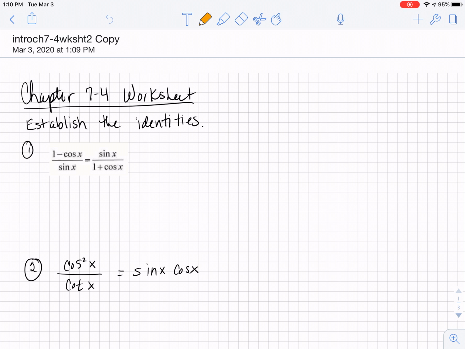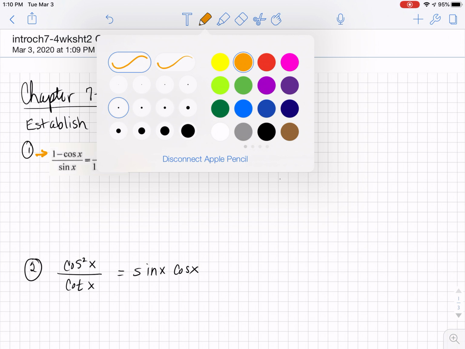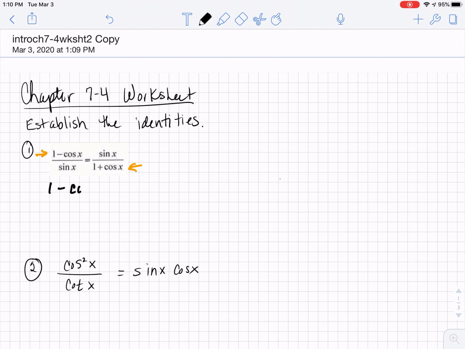So starting with the first one. As I reminded you guys, if you have something like this and you have the conjugate of it on the other side, that is your red flag to multiply the left side by the conjugate over the conjugate. So we're going to do that. Here's the left side, which I told you to only deal with the left side. Now we're going to multiply that left side by the conjugate, which is 1 plus cosine x, over the conjugate, which is 1 plus cosine x. And again, you're only really multiplying by 1, so you're not changing the value.